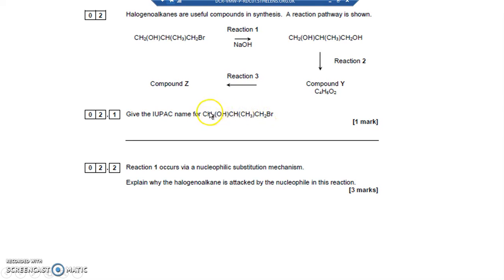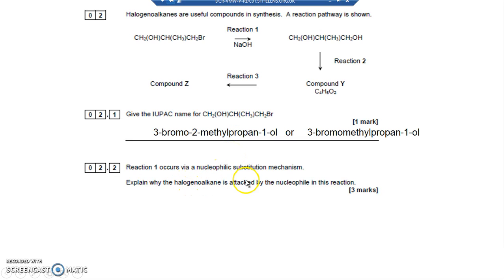So I've got propane. I've got an ol, so I've got propan, and the ol is at number 1. Propan-1-ol with a bromo at 3: 3-bromopropan-1-ol, and I've got a methyl group on there. The methyl group can actually only go on number 2, so it's 3-bromo-2-methylpropan-1-ol.